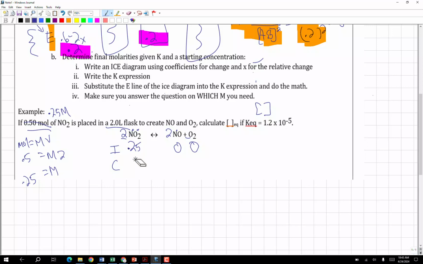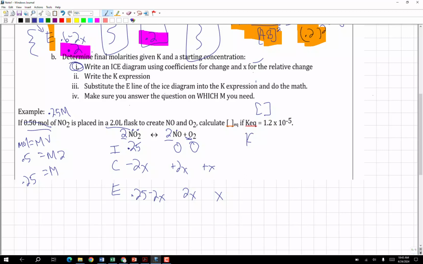The change here, remember, is going to be based on x's: minus 2x over here, based on coefficients, plus 2x, and a coefficient of 1, plus x. At equilibrium, I have the very strange 0.25 minus 2x, 2x, and x. Write the ICE diagram, right? And use x for your relative change.